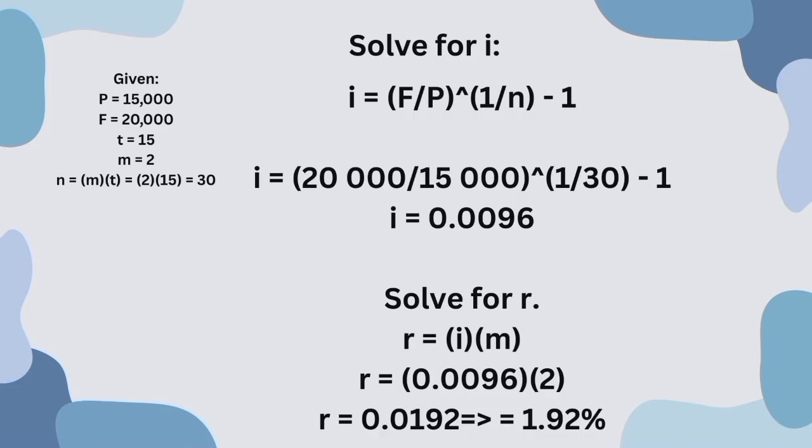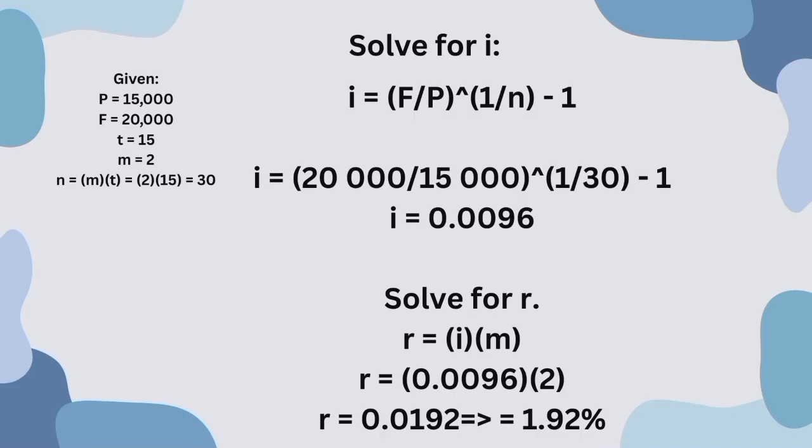And N is equal to M times T. So i-distribute na to. Ato ang M is 2 and our T is 15. So 2 times 15 is equal to 30. So first, we will solve for interest. So the formula is interest is equal to open parenthesis future value over present value close parenthesis raised to 1 over n minus 1.